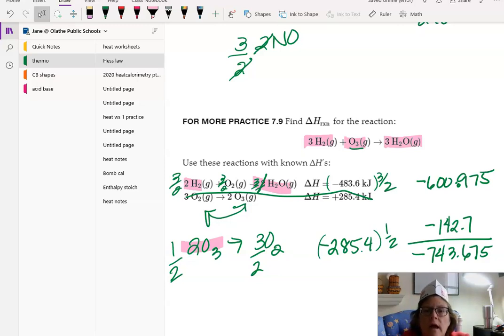All right, try, it says Hess's Law in the assignments. Try that on your own and see how we do, and then let me know.